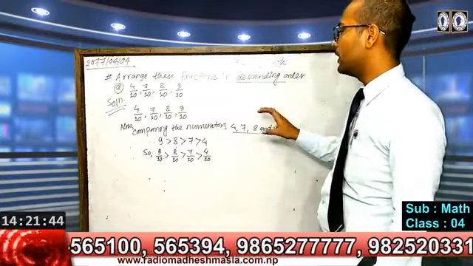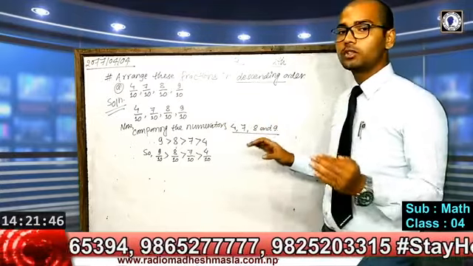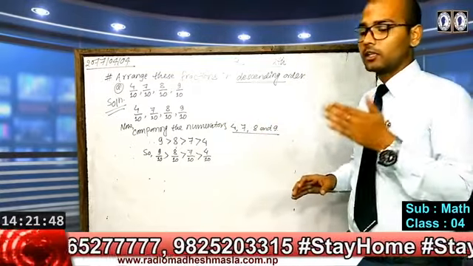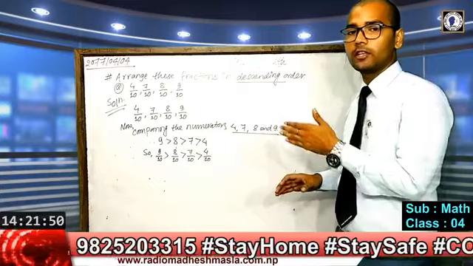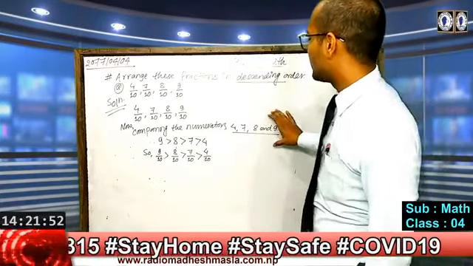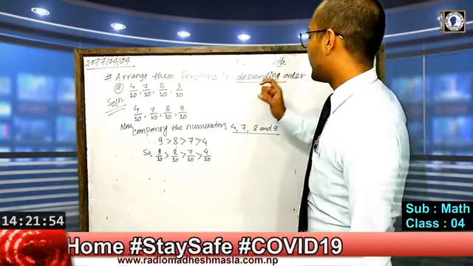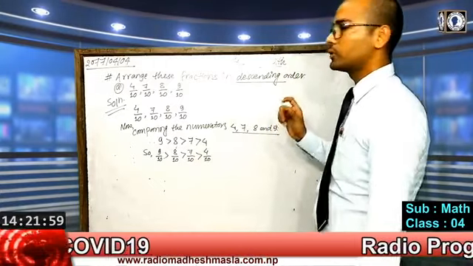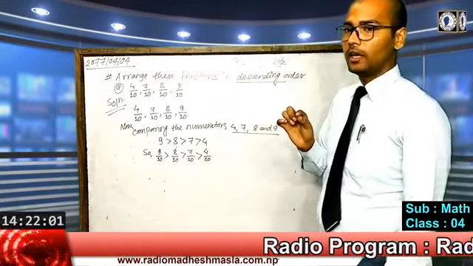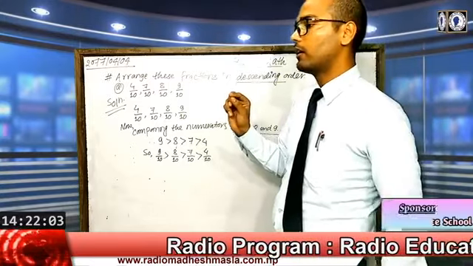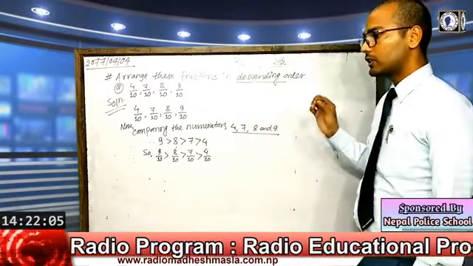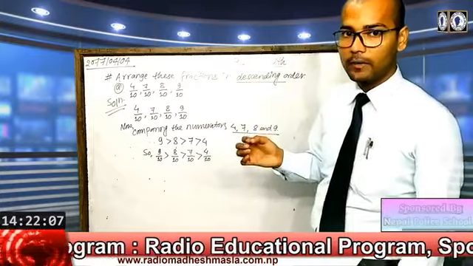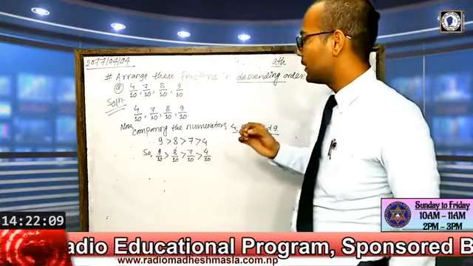In the same way, for the descending order, you should select the greatest, then a smaller, then a smaller, then a smaller. That means you have to write the numerators from greatest to smallest. That means first of all we should select the greatest number. Then again, which one is just smaller than the selected number? Yes, then we should write that.